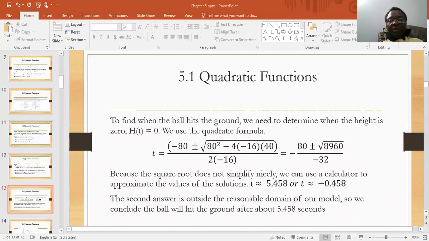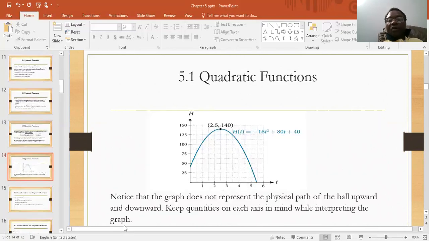Now let's look at this example. The parabola is drawn here, and we can see the point where the ball reaches its maximum, 2.5, 140. Notice the graph does not represent the physical path of the ball upward and downward. Keep the quantities on each axis in mind while interpreting a graph.